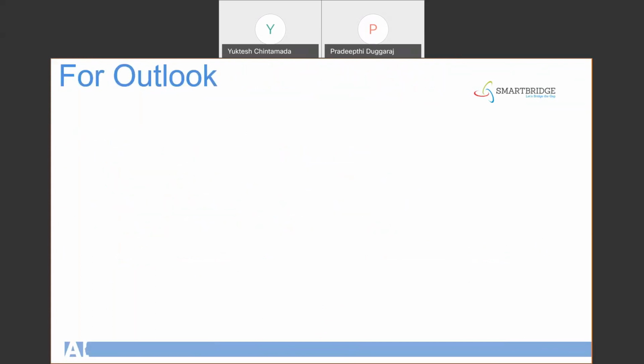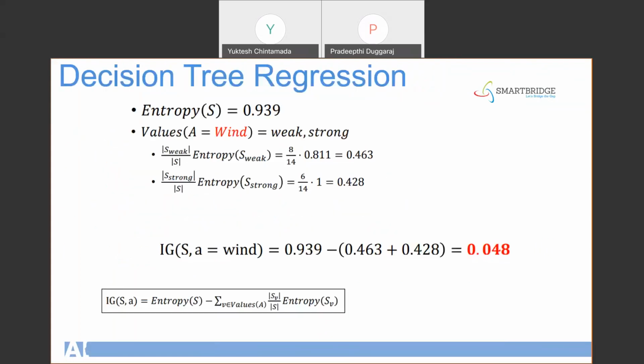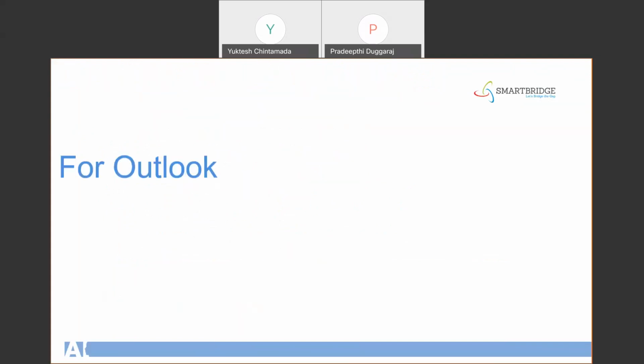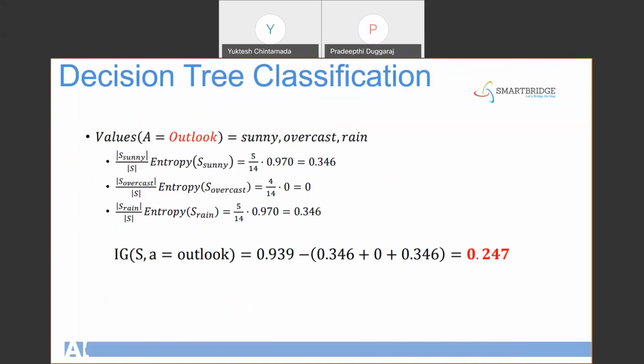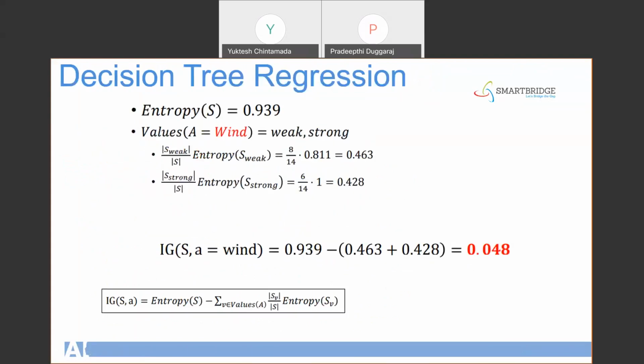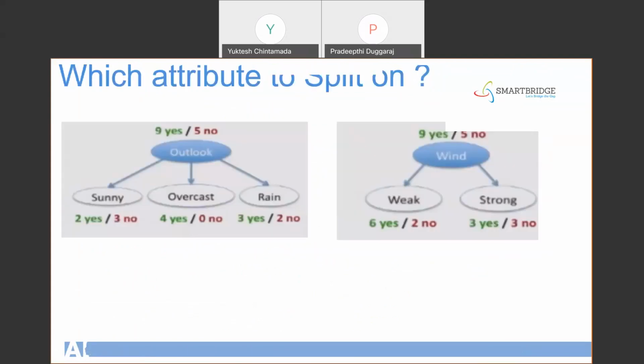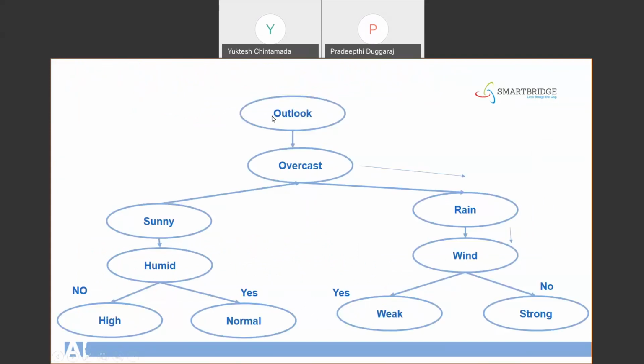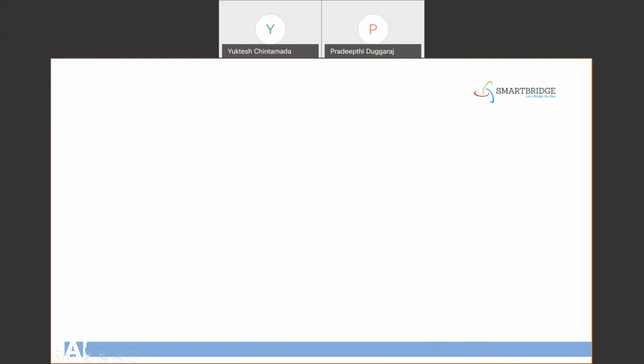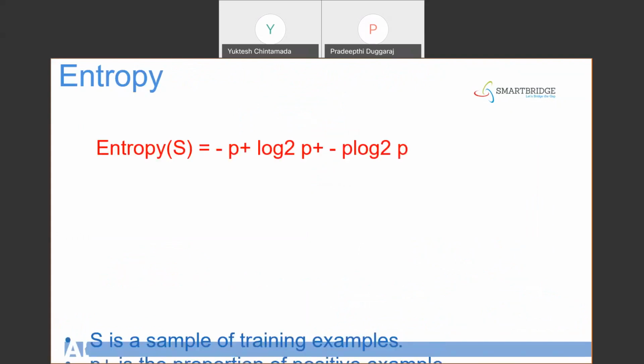So if you see, for wind, you got information gain as 0.048. For outlook, you got information gain as 0.247. So that means outlook is less random than wind. So that's the reason the decision node is considered as outlook. So first we have split the data on outlook, right? The reason is the information gain for outlook is higher than humidity and wind. So this is how a decision tree will be created.